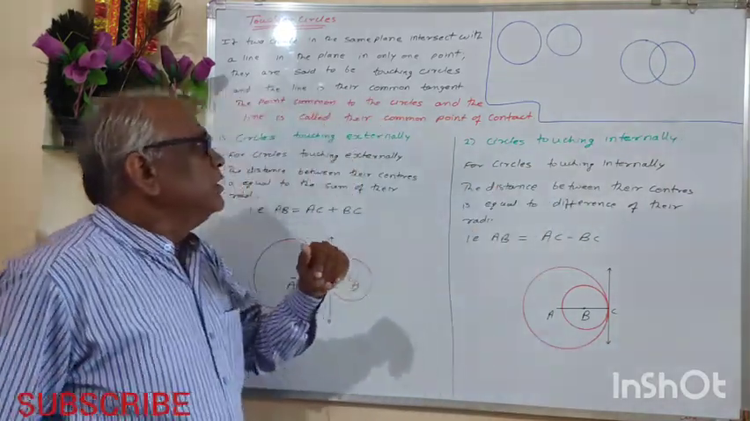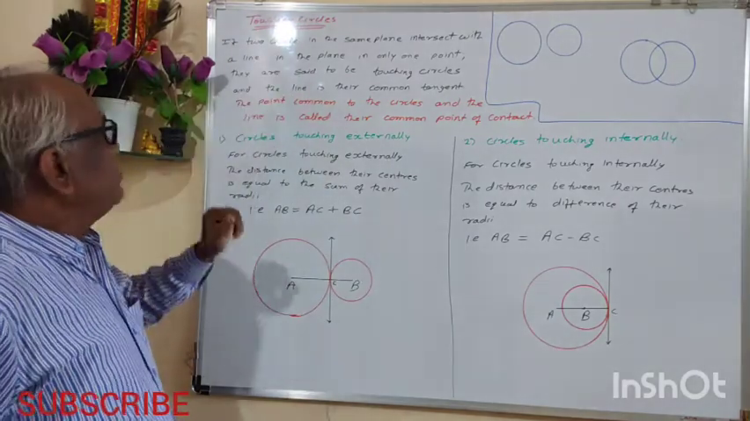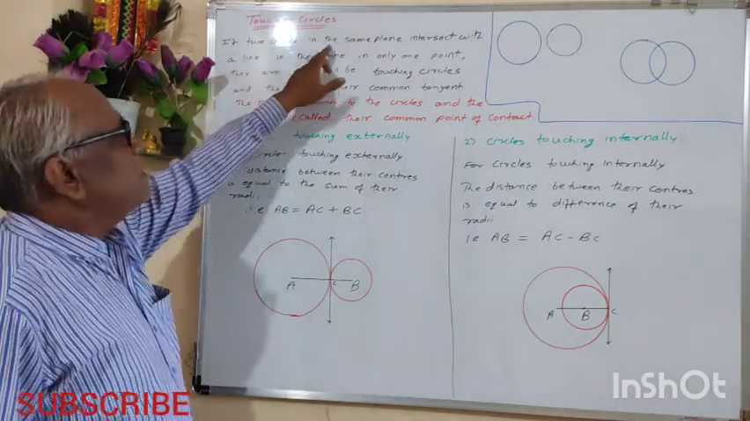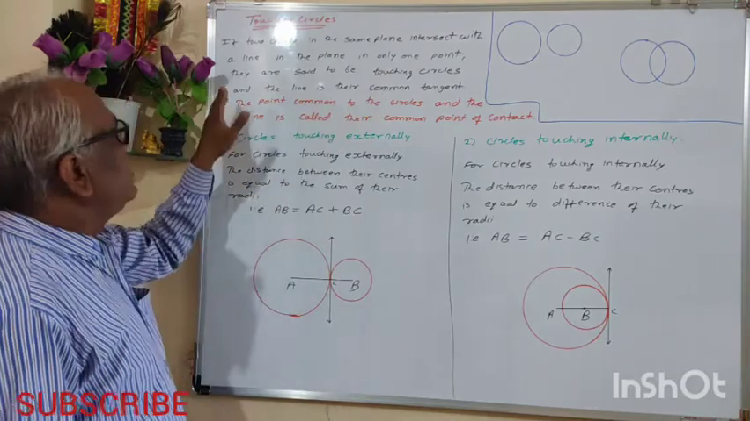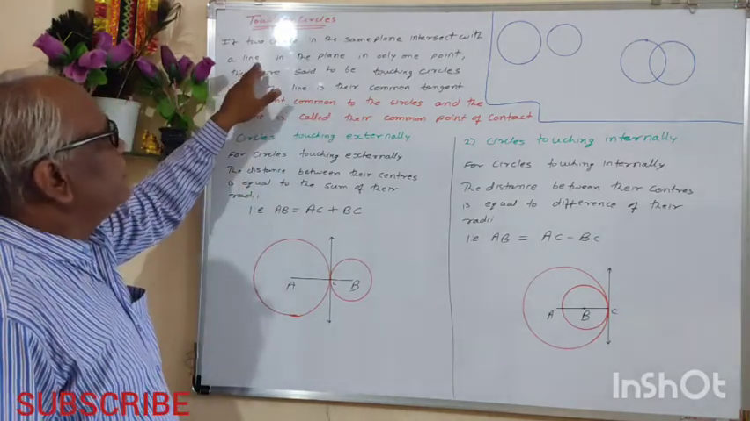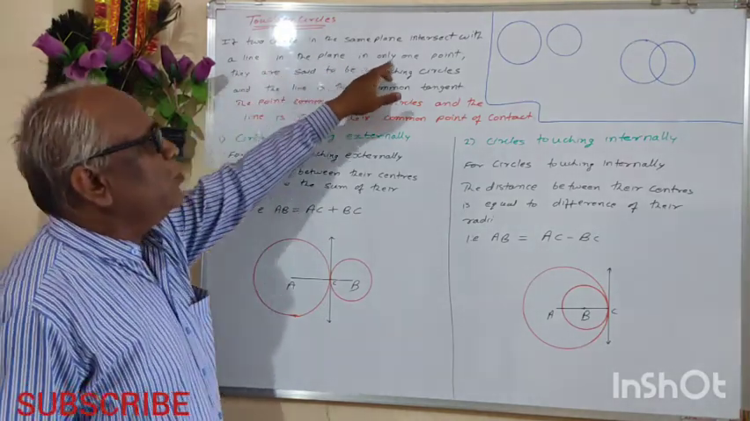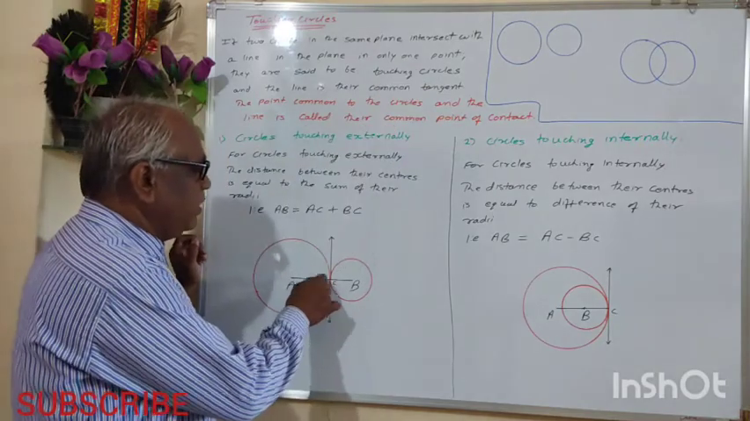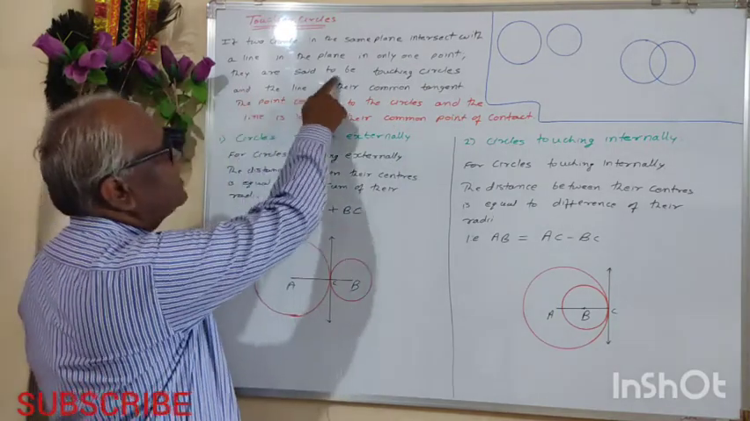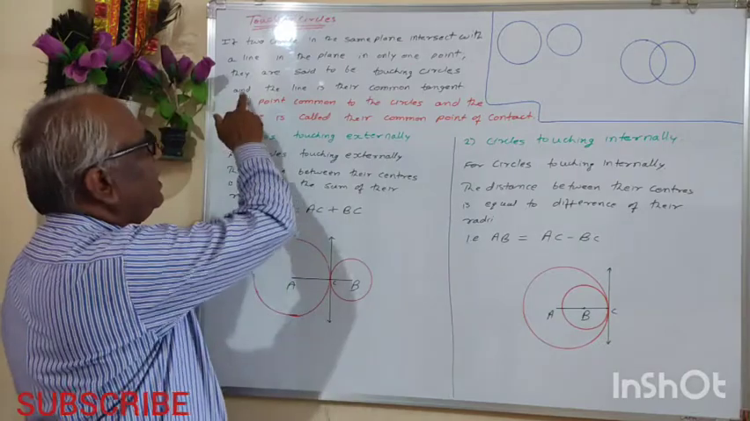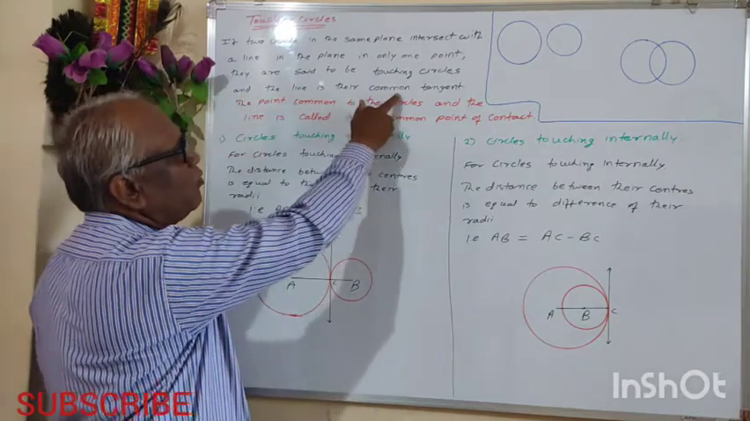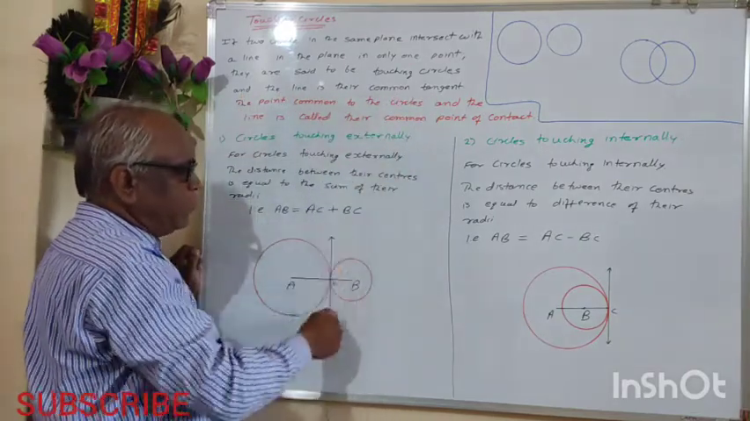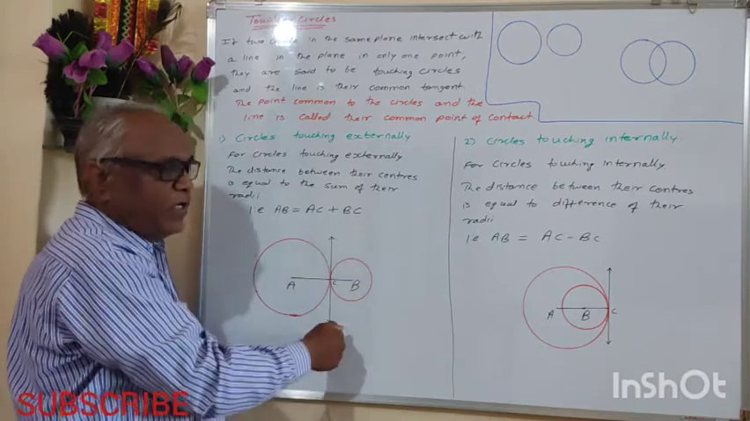Now, touching circles means if two circles in the same plane intersect with a line in the plane at only one point, they are said to be touching circles, and the line is their common tangent. Whatever line we are drawing here is a common tangent.